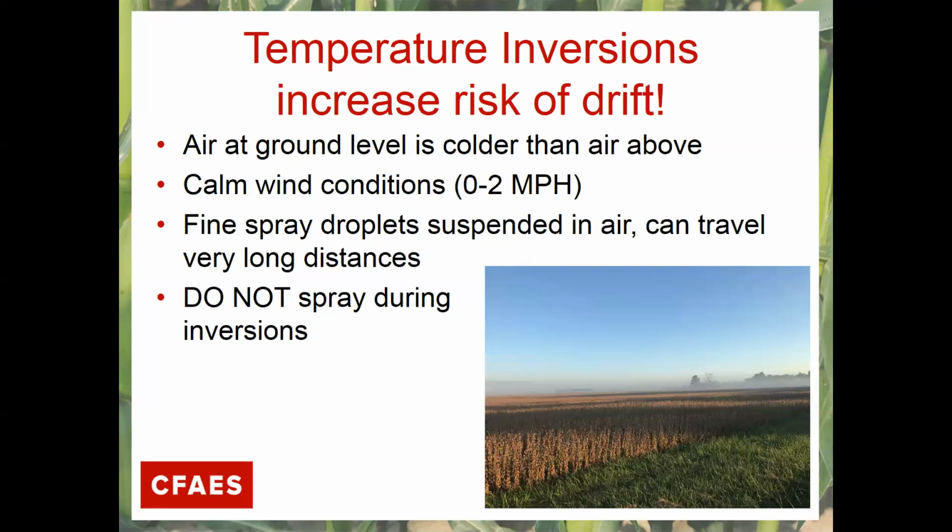Inversion layers dissipate sometime after sunrise as the sun warms the ground, and this causes the air layers to mix. When there's sufficient moisture in the air, the thermal inversion can be seen as a layer of fog near the ground, as seen in this photo. However, it's possible to have inversion conditions without fog. It is never a good idea to spray any pesticide under temperature inversion conditions. Some labels expressly prohibit it or will have language that says not to spray when wind speed is 0 to 2 miles per hour.